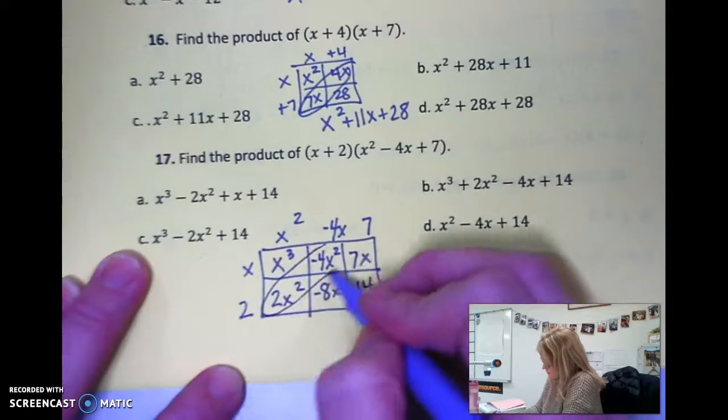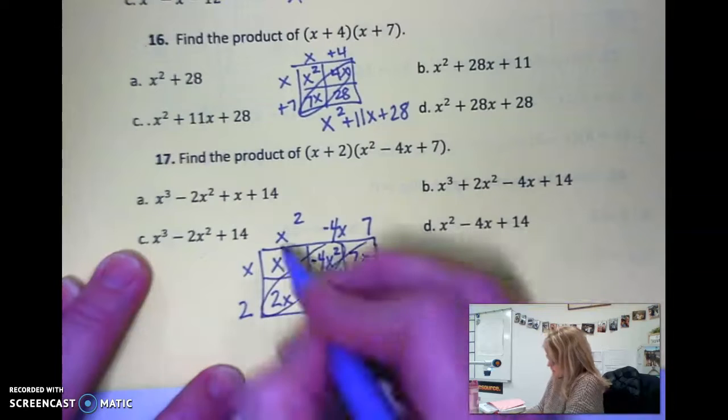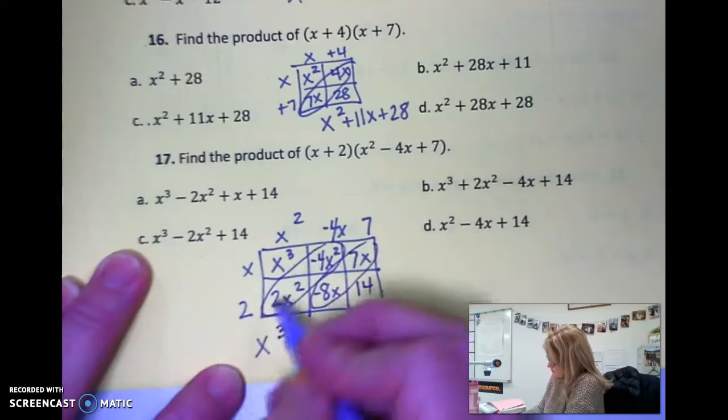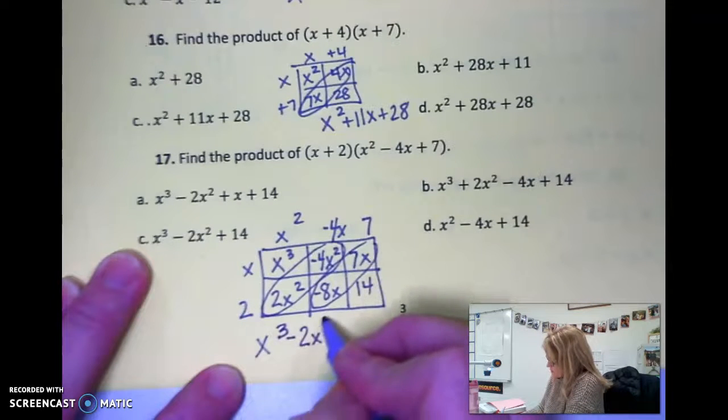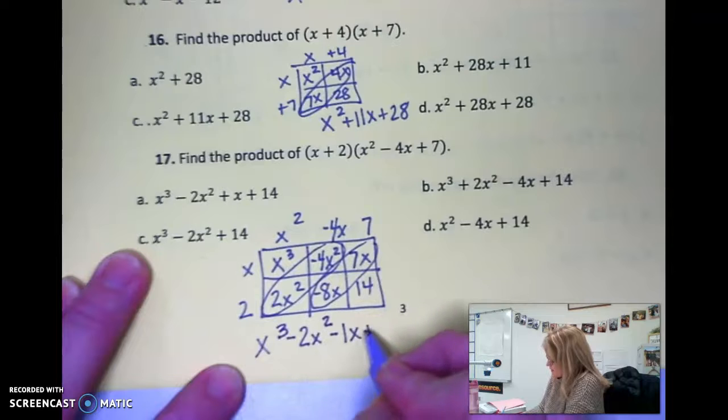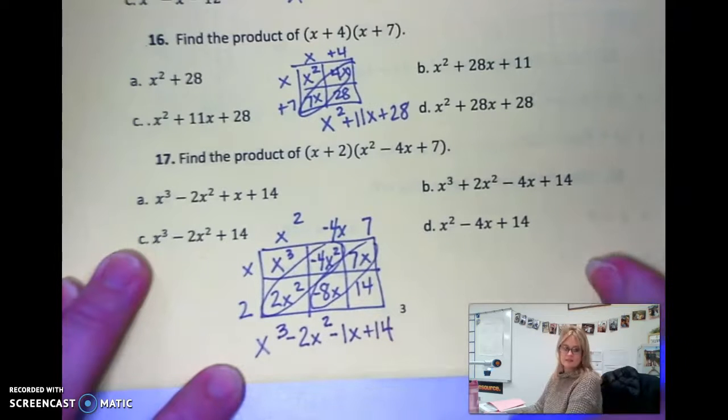Now look at the like terms that you have to combine. So we have an x to the third, a negative 2x squared, a negative 1x, and a positive 14.